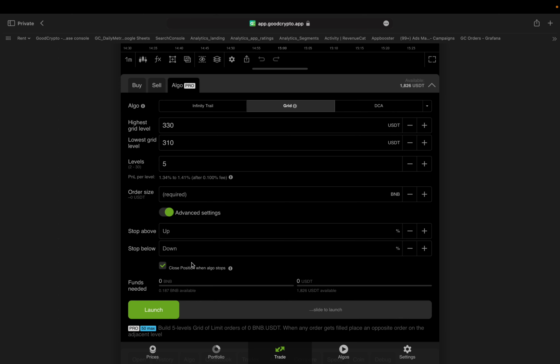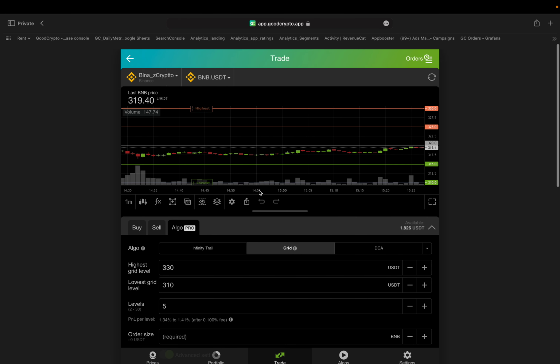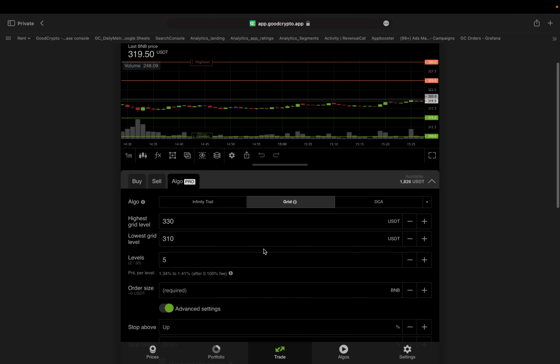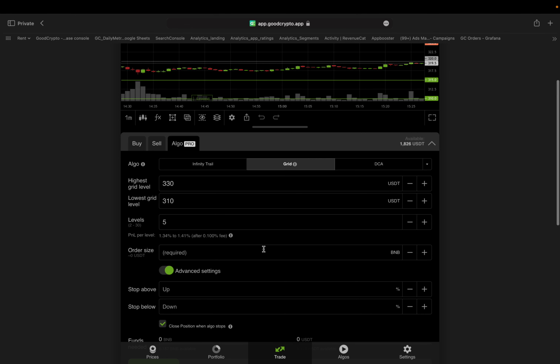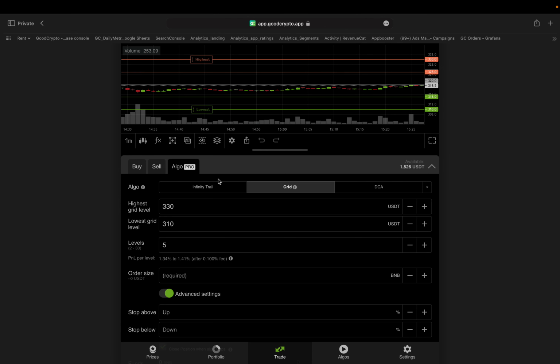Okay, that's pretty much all of the basic functionality of the grid, of launching the grid on a spot instrument via GoodCrypto, that we've covered in this video. There's only one thing left. Let me actually launch this grid and see what other settings become available once you've launched.